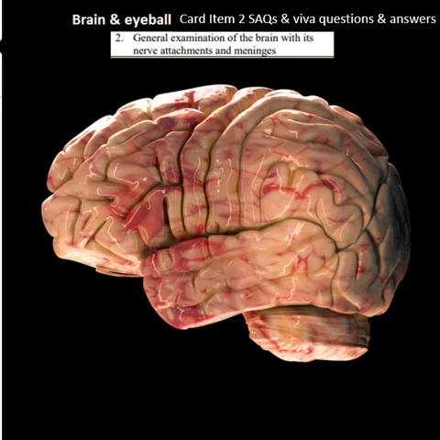What is extradural hemorrhage? Extradural hemorrhage takes place due to the rupture of the meningeal vessel, and this is usually associated with fracture of the skull bone.